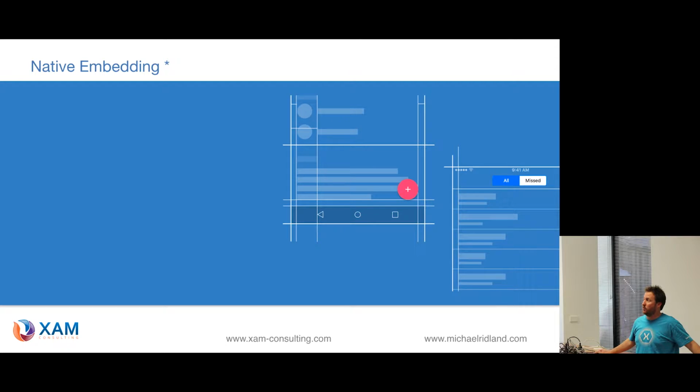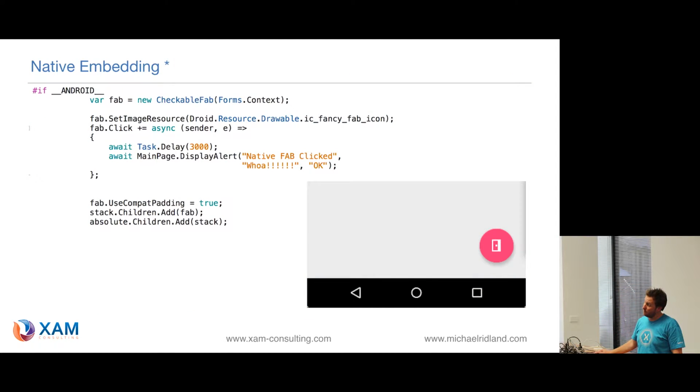So native embedding allows you to take an iOS or an Android native control, or a Xamarin iOS or a Xamarin Android native control, and embed it directly into the hierarchy of Xamarin Forms. So you can see here this fab button, which is like an Android native or a Xamarin Android native. You can put it directly into the control hierarchy, and the same with this split view controller. So you can see here, this is a shared project. So if it's Android, creating a new fab button and adding that fab button into the control hierarchy.